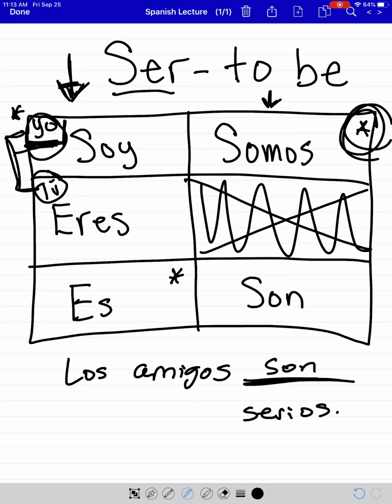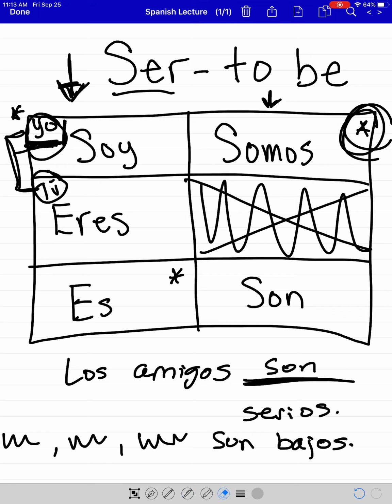Or it could be names like so-and-so, so-and-so, and so-and-so: son bajos. They're all short.